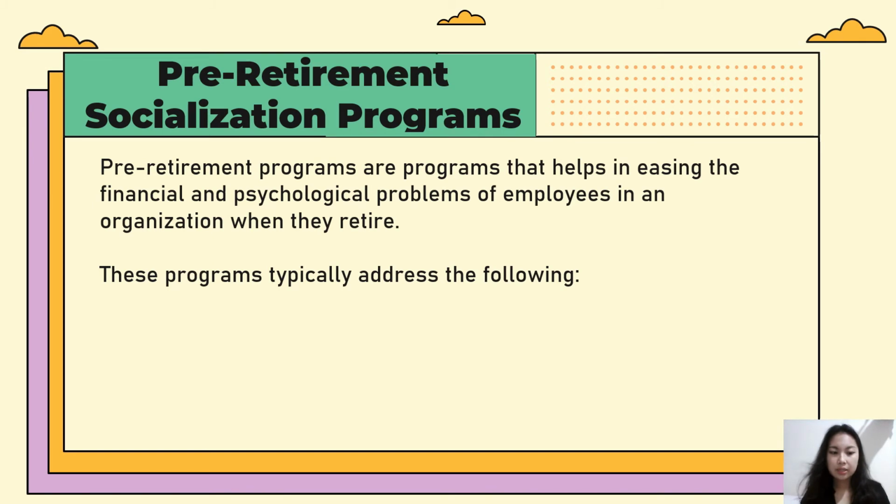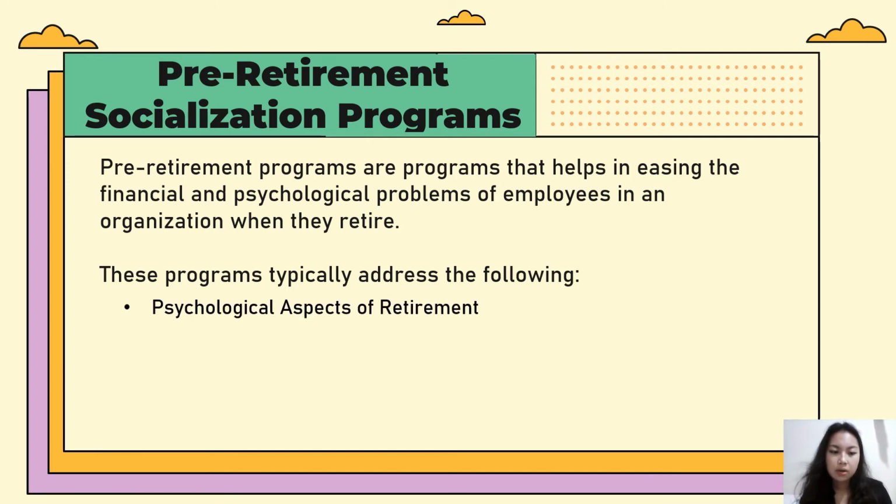Financial and psychological problems could occur in employees after retirement. That's why companies must have pre-retirement programs in order to ease and solve the possible problems that might occur later on. These pre-retirement socialization programs are conducted to help the employees with their emotional and financial well-being after they retire. The pre-retirement programs usually tackle the following aspects.